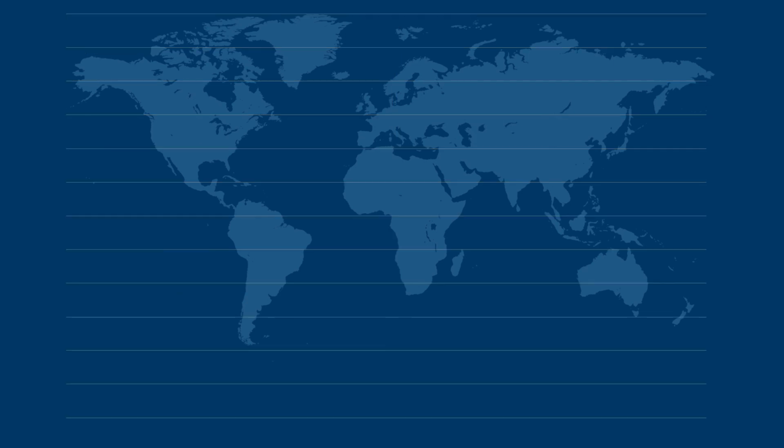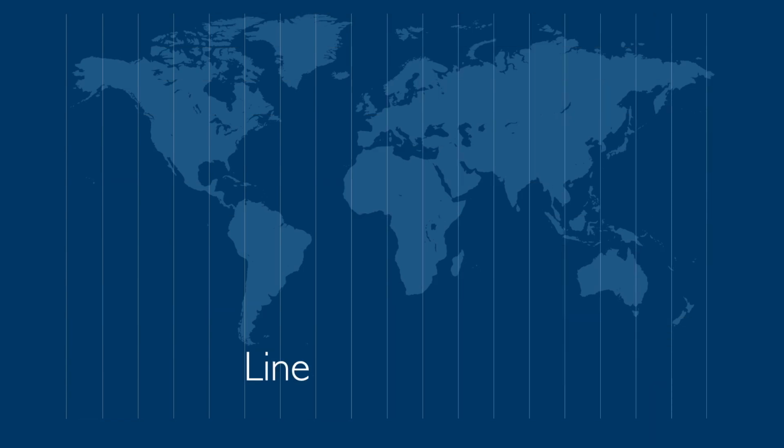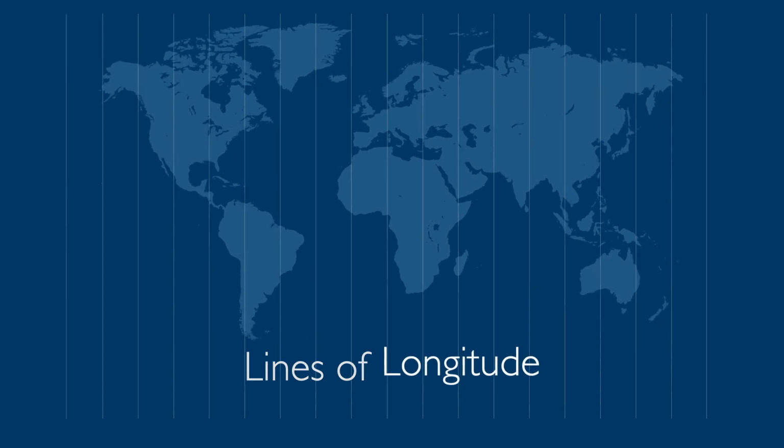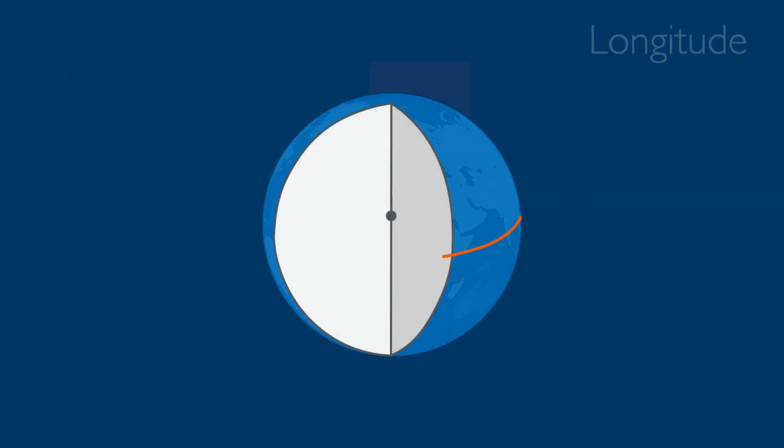Now we've seen how lines of latitude are created, let's look at the lines of longitude, the ones running vertically across the chart. If we were to walk around the equator, we would complete a circle, 360 degrees. This is known as a great circle, the furthest you can travel in the same direction around the globe.